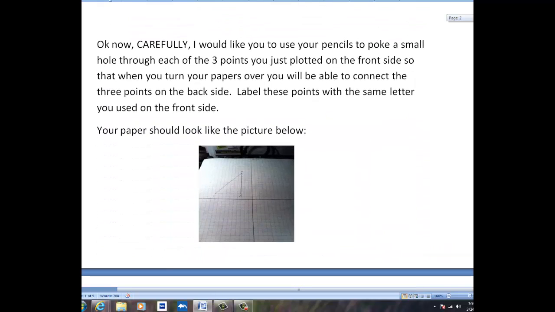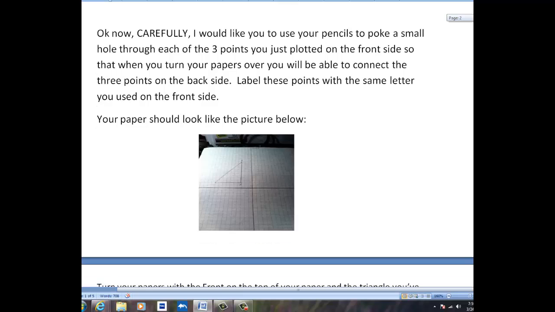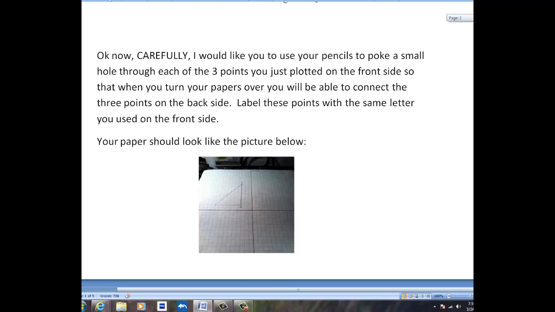Okay. Now carefully, I would like you to use your pencils to poke a small hole through each of the 3 points you just plotted on the front side, so that when you turn your papers over, you'll be able to connect the 3 points on the back side. Label these 3 points with the same letters you used on the front side. Your paper should look like the picture below. Your triangle will be in quadrant number 2 here.